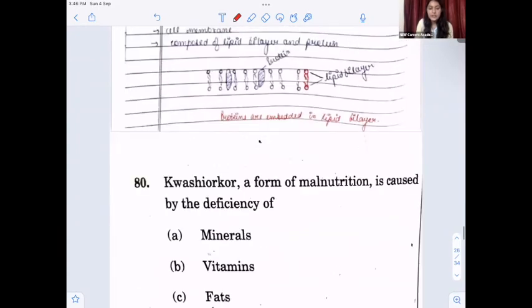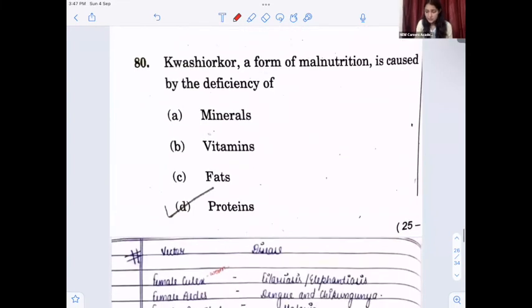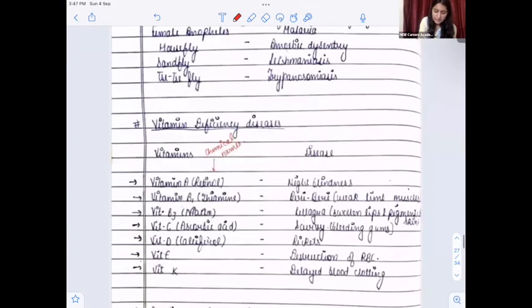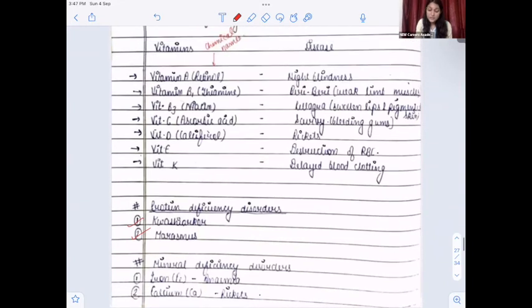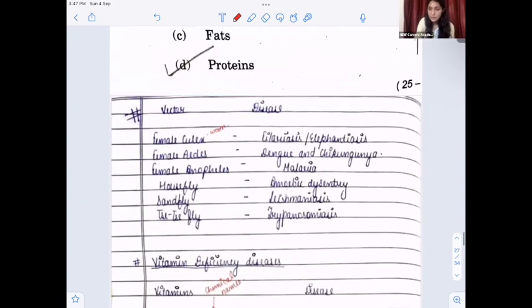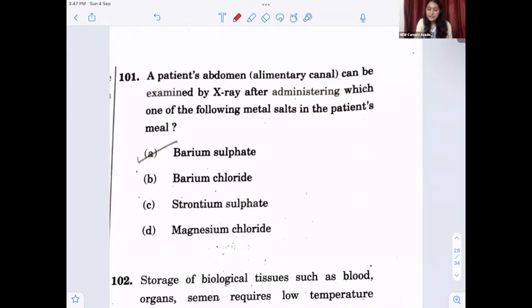Next question, kwashiorkor, a form of malnutrition, is caused by the deficiency of. There are two protein deficiencies which we need to remember, kwashiorkor and marasmus, and they are given in notes also. So option A, protein. Kwashiorkor is a protein deficiency. Next question, a patient's abdomen can be examined by X-ray after administering which one of the following metal salts in the patient's meal? See, barium sulfate is used because barium sulfate provides contrast. So option A is correct.